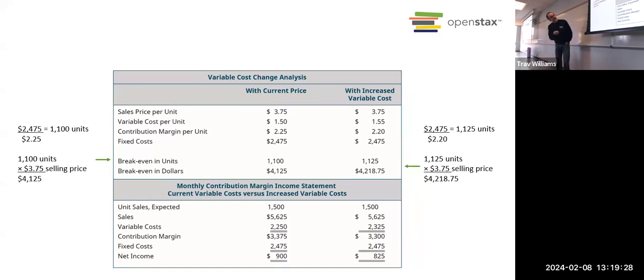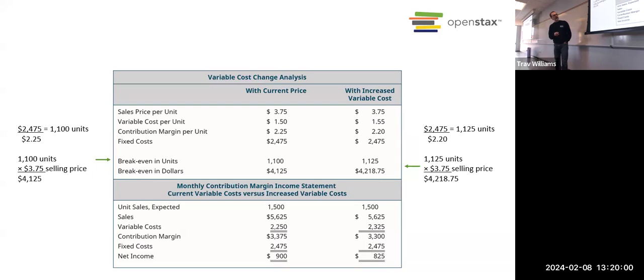Here, let's see, the variable cost is changing. So the sales price is staying the same. How much did the variable cost per unit change? 5 cents. Okay, pretty small change, right? So that reduces the contribution margin per unit, right? Because we take the sales price minus variable cost. So if variable cost goes up, contribution margin per unit goes down, right?